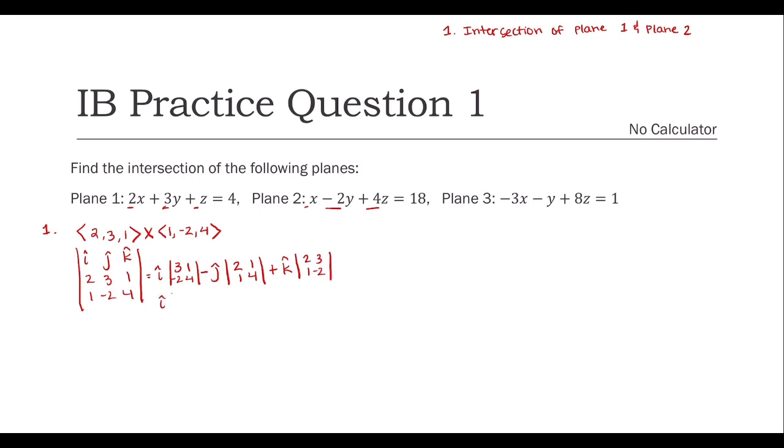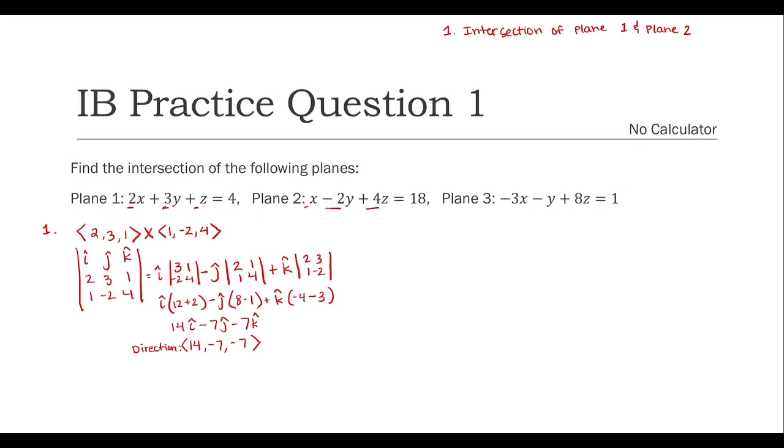So we'll have I times 3 times 4 is 12 minus 1 times -2 is -2. So this will become plus 2 minus J times 2 times 4 is 8 minus 1 times 1 is 1 plus K times 2 times -2 is -4 minus 3 times 1 is 3. So we have 14I minus 7J minus 7K. So our direction vector is 14, -7, -7. So this is the direction.